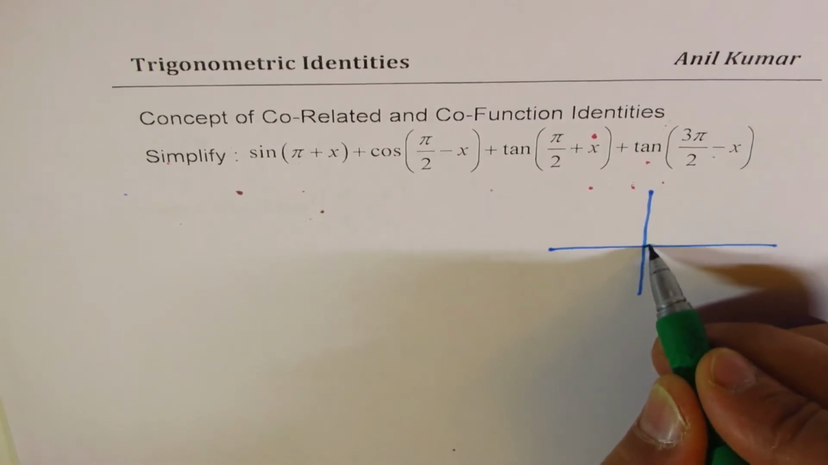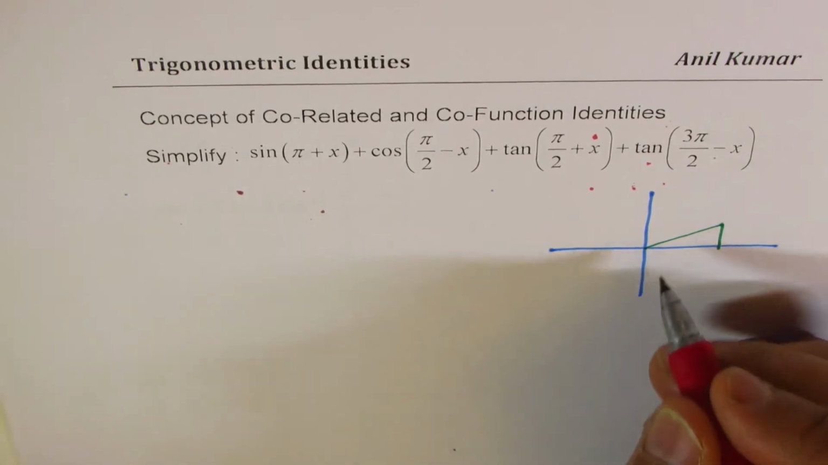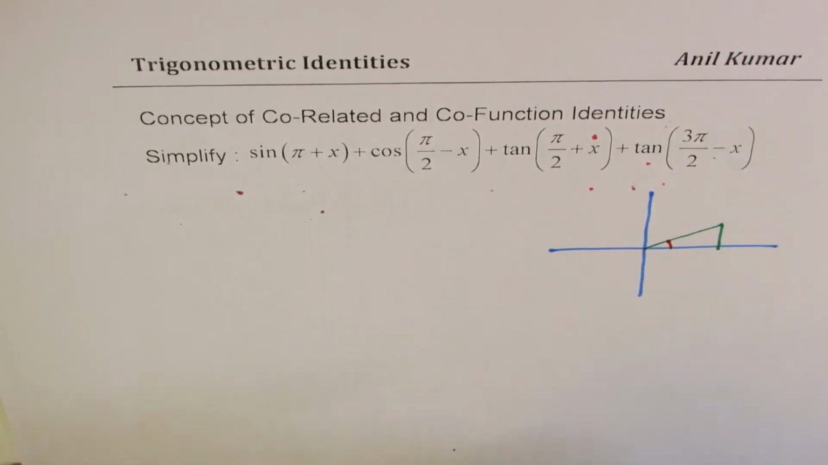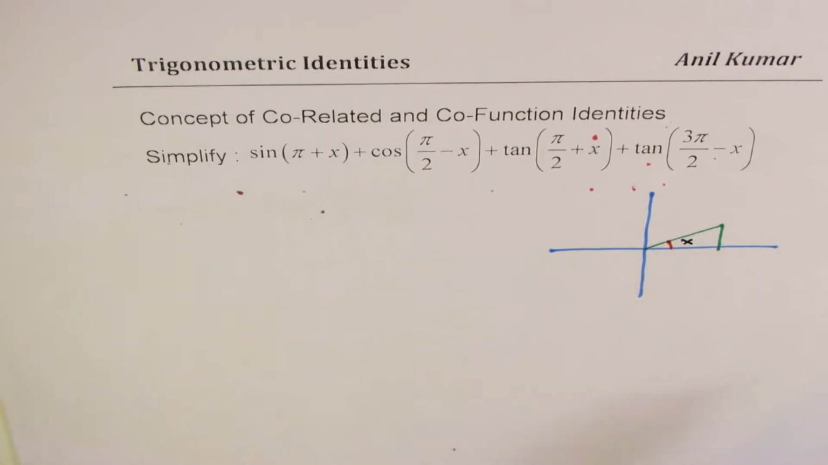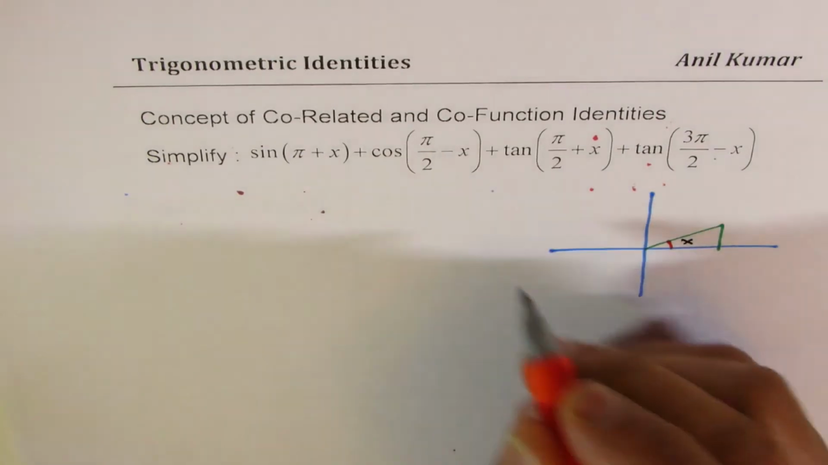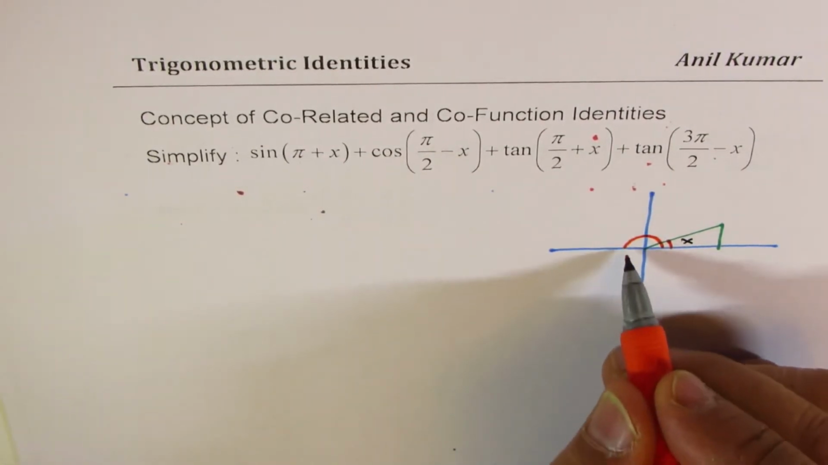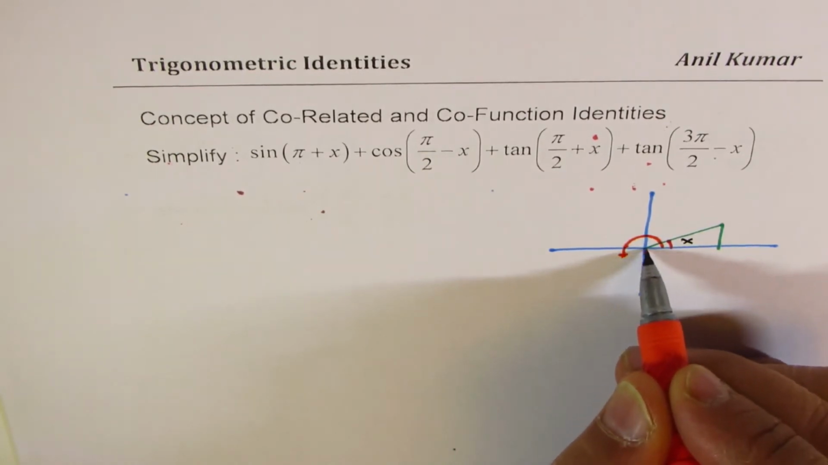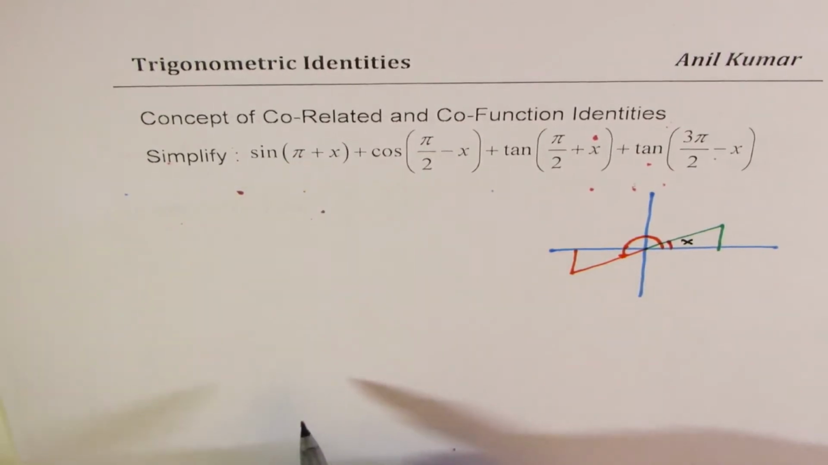We'll compare all with our triangle in quadrant 1, where the acute angle is x for us. When I say sine pi plus x, it really means what? It means that there is a rotation, and pi plus x means this is pi, right? And plus x means you go further down and you form this triangle. So that becomes sine pi plus x.